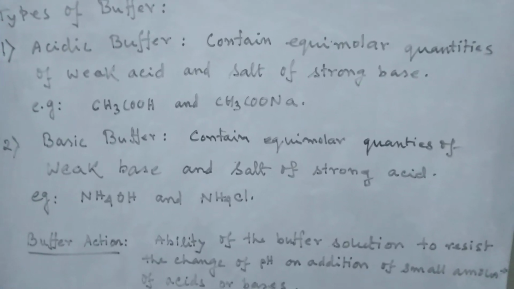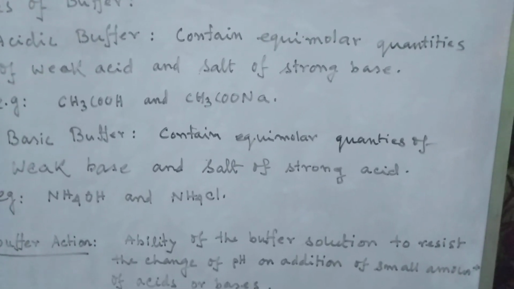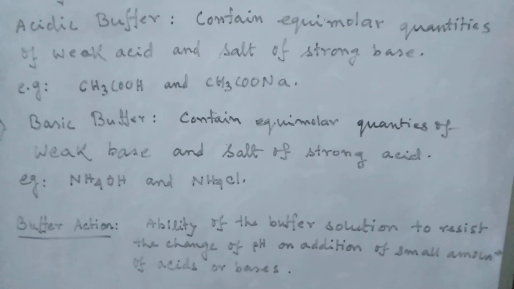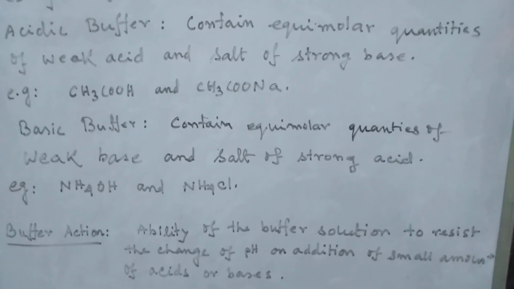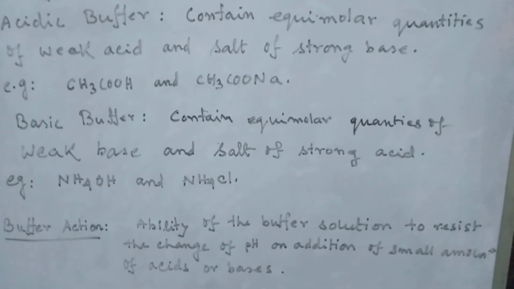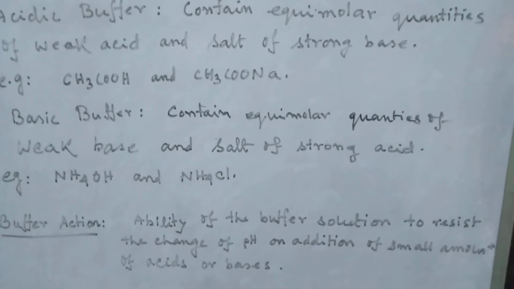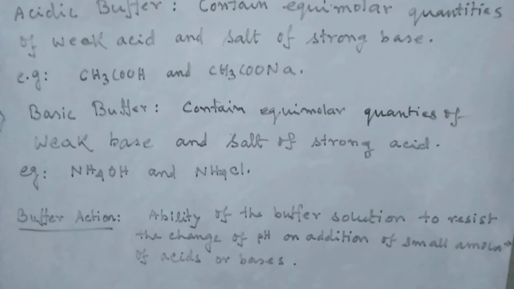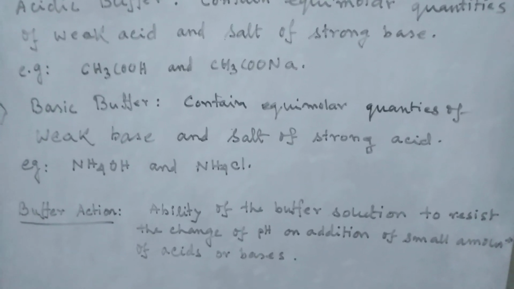And the basic buffer contains equimolar quantities of a weak base and the salt of a strong acid. For example, ammonium hydroxide, a weak base, and the salt of a strong acid with ammonium hydroxide, that is, ammonium chloride. The equimolar solution of ammonium hydroxide and ammonium chloride acts as a basic buffer.